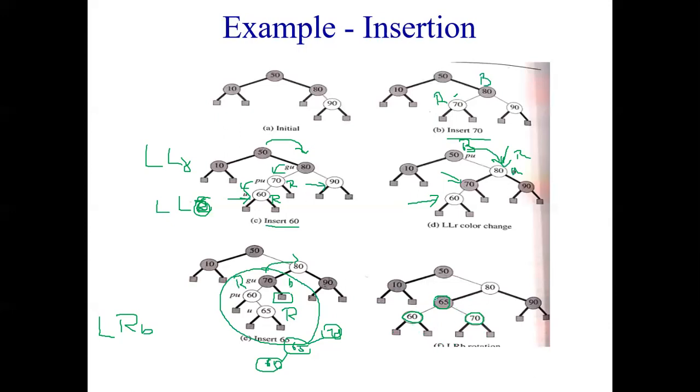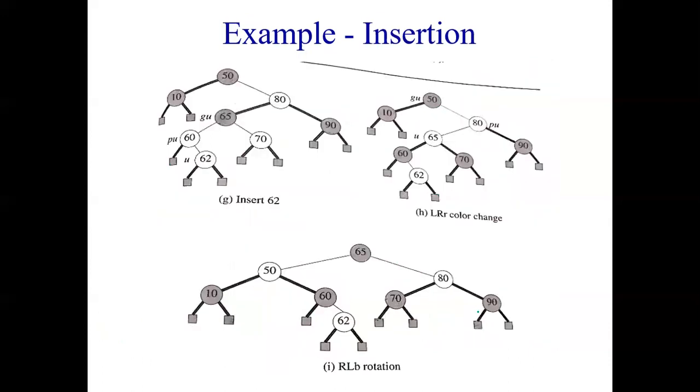So this is the root of the subtree. Make that root black and both its children red. That's it. You need not do any further checking, and that will ensure that the tree is balanced. Next we are inserting 62.